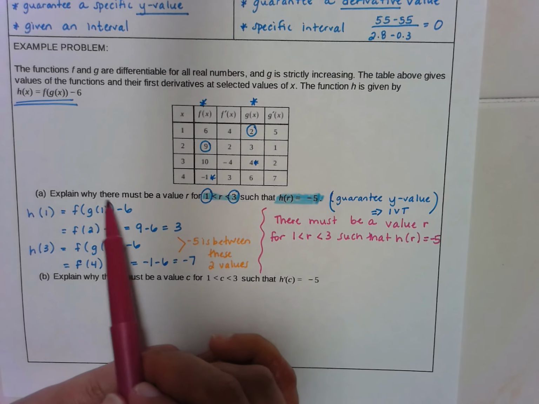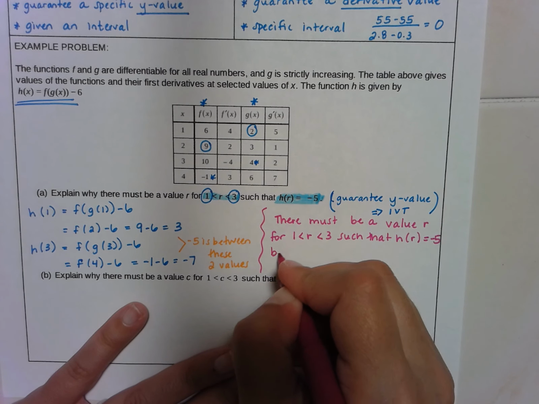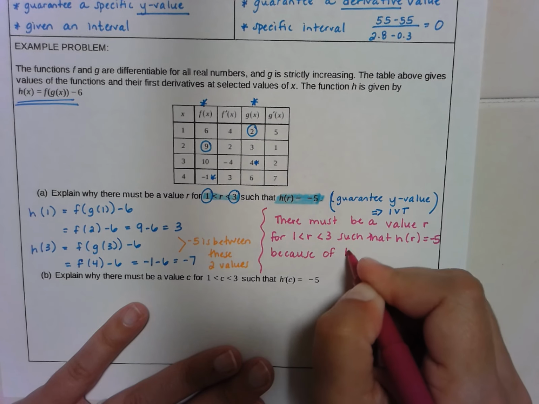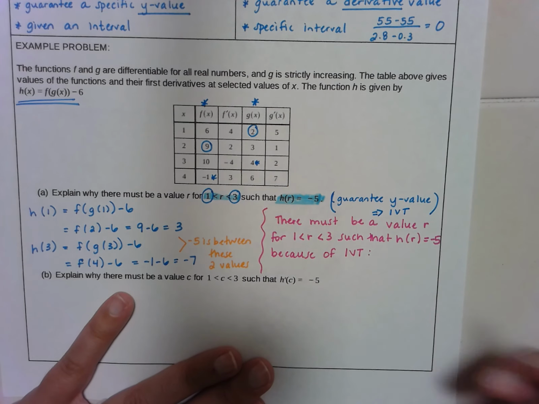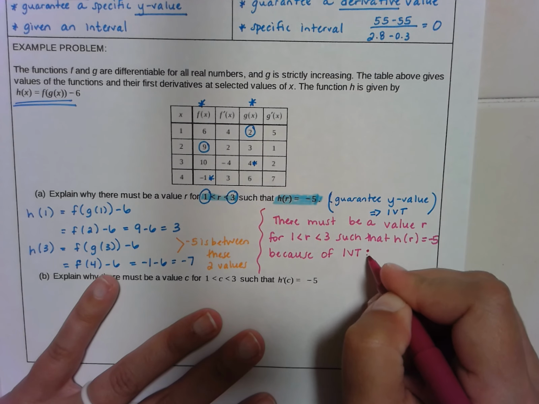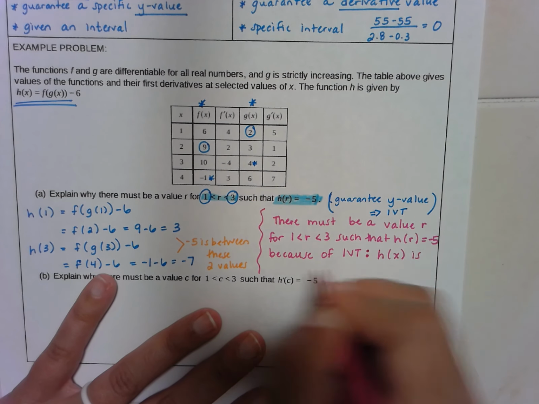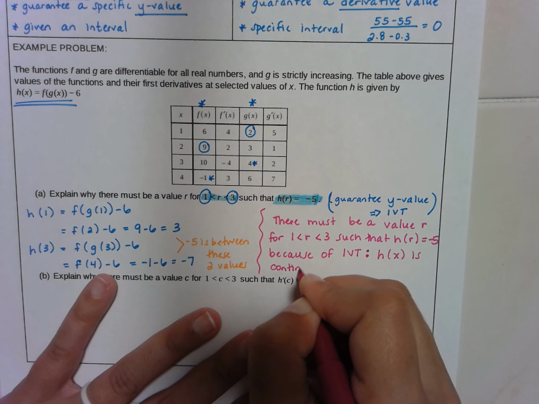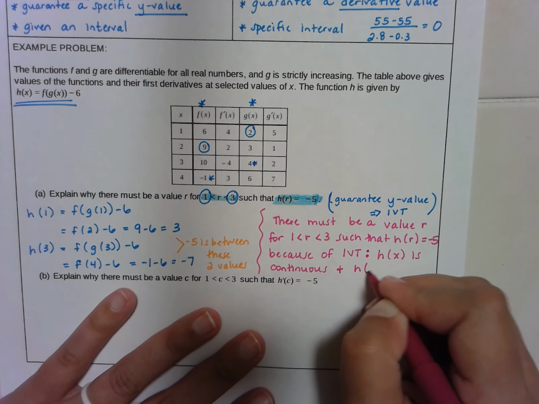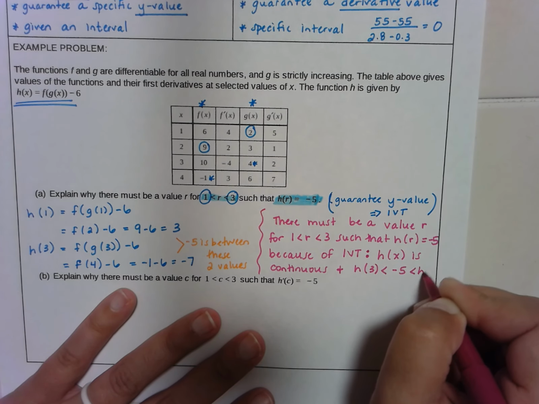So explain why there must be these things. There must be those things because of IVT. And then I would say it met those conditions that were necessary for the IVT. So I would say colon h of x is continuous and h of 3 is less than negative 5, which is less than h of 1.